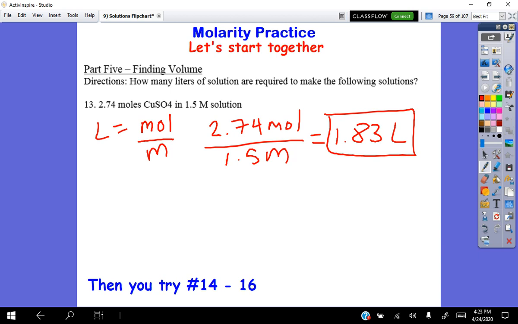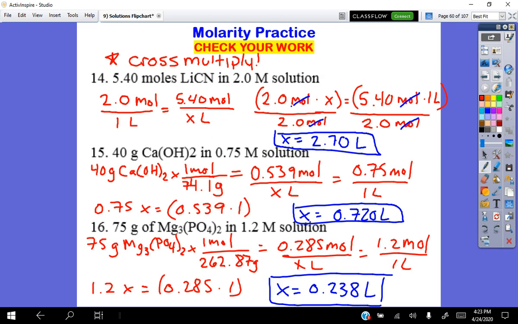All right, welcome back. I said next two, I really meant the next three, so hopefully you completed all three. And here we are. So I took the cross multiplication method rather than plugging it into the equation, but you could have done it either way. This is tricky because it worked in a lot of different steps. In the first one, you end up with the moles divided by the molarity, so 5.4 divided by 2 molar, and you get 2.70 liters.